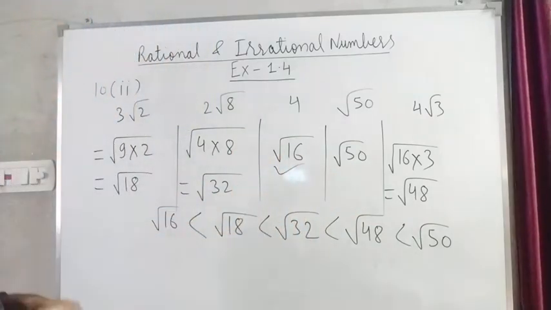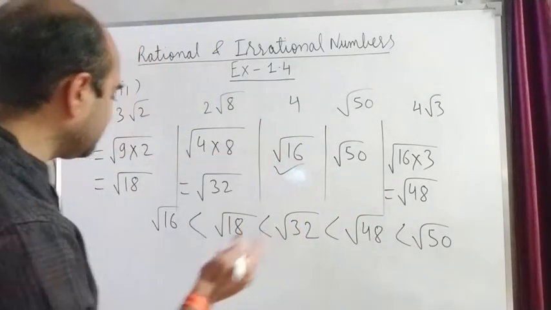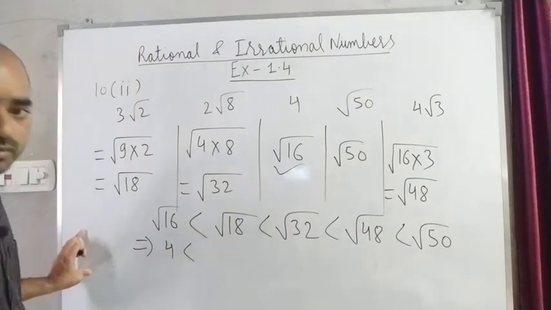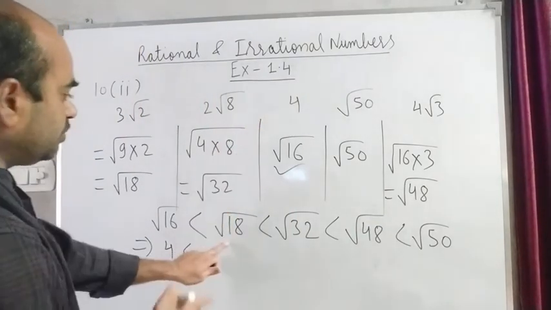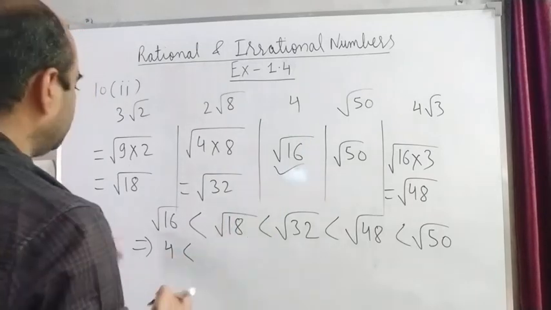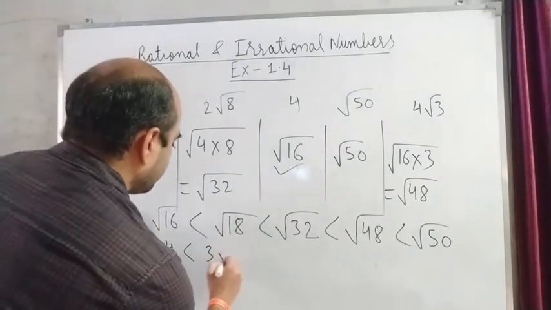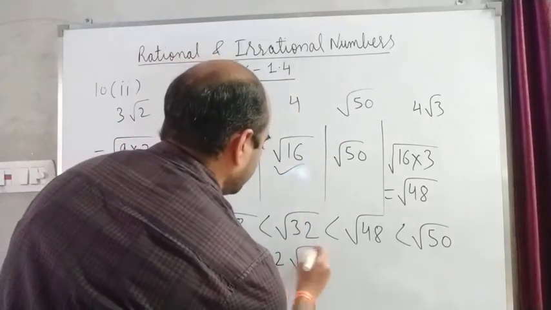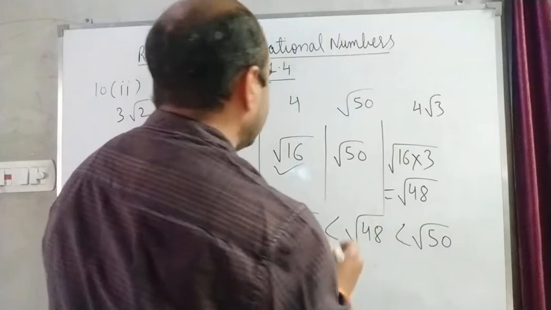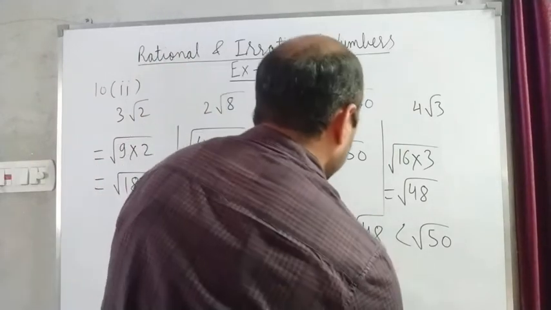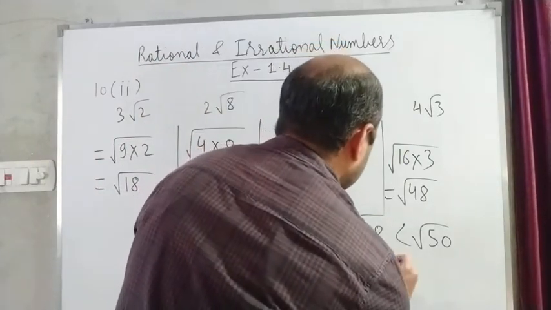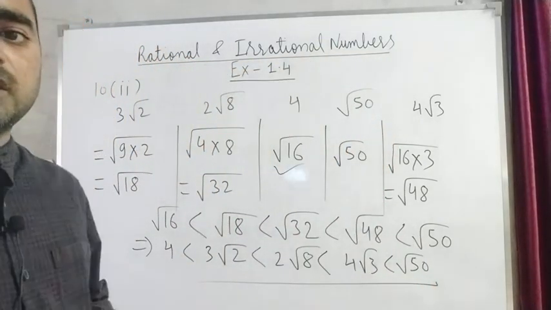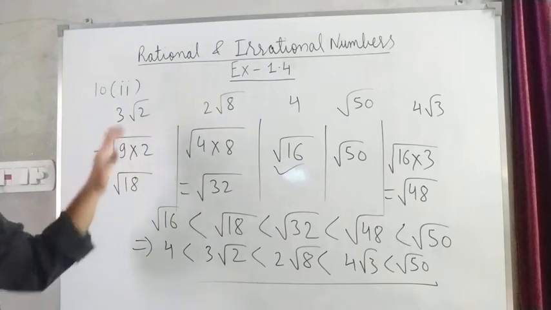But at last we have to write the original numbers. What are the original numbers? Root 16 means 4, correct? Next, root 18 means 3 root 2. Next, root 32 means 2 root 8. Root 48 means 4 root 3. And at last, root 50 is as it is. Clear? So that was question number 10, second part.